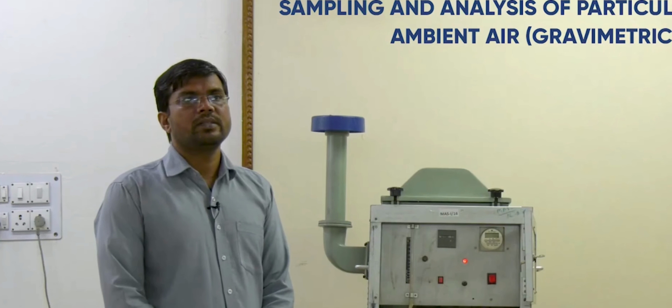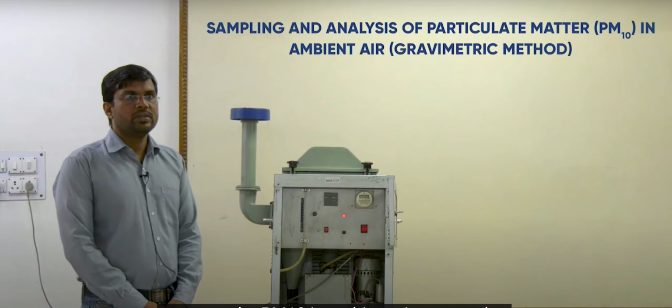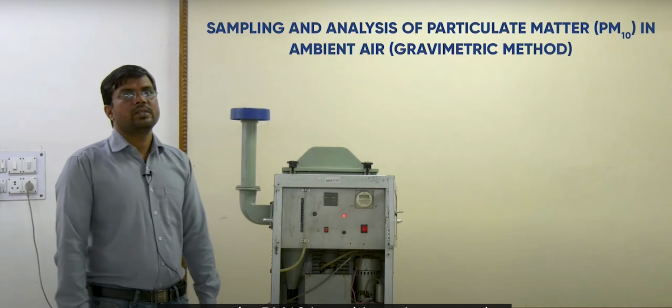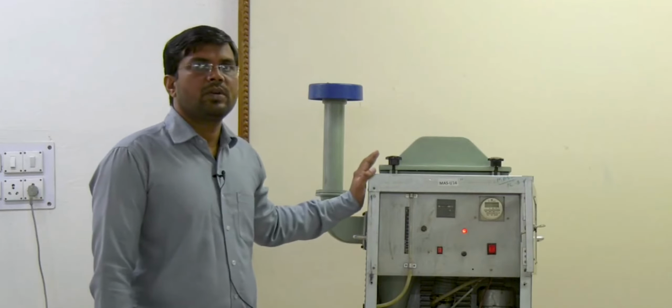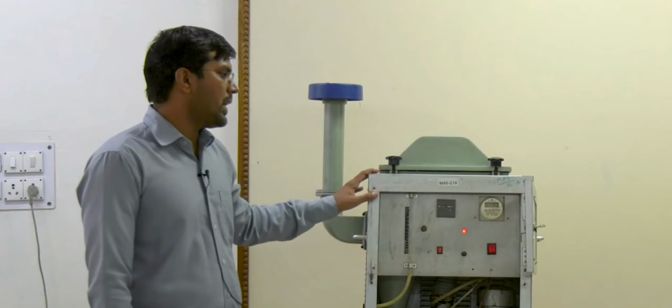In order to measure the PM10 in ambient air, we use the instrument that is called the high volume sampler. This is the instrument which we use for measurement of PM10 or RSPM in the ambient air. So I'll explain the different components of this device.